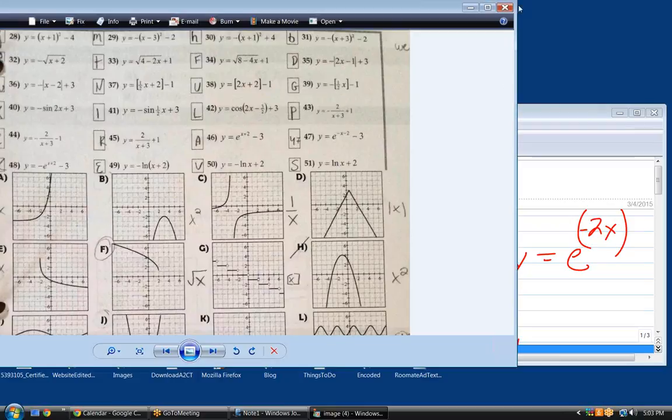The key is once you've done the translation, plug in a number and make sure you're on the right spot. And that way you'll know if you've done it right or wrong.